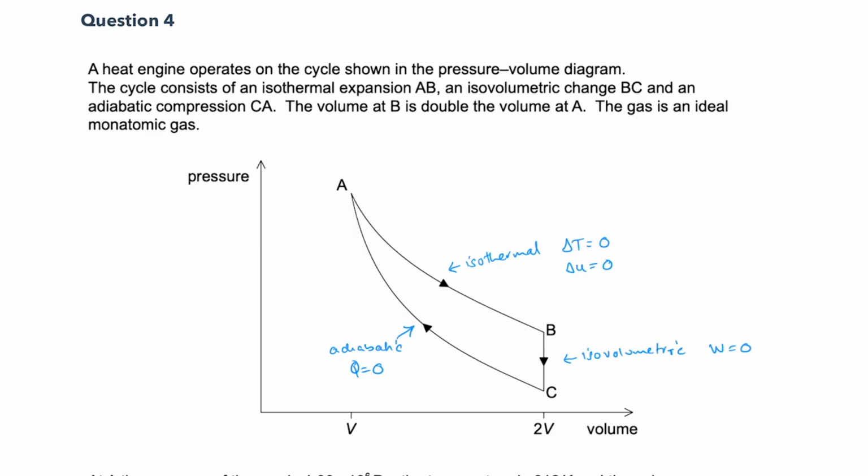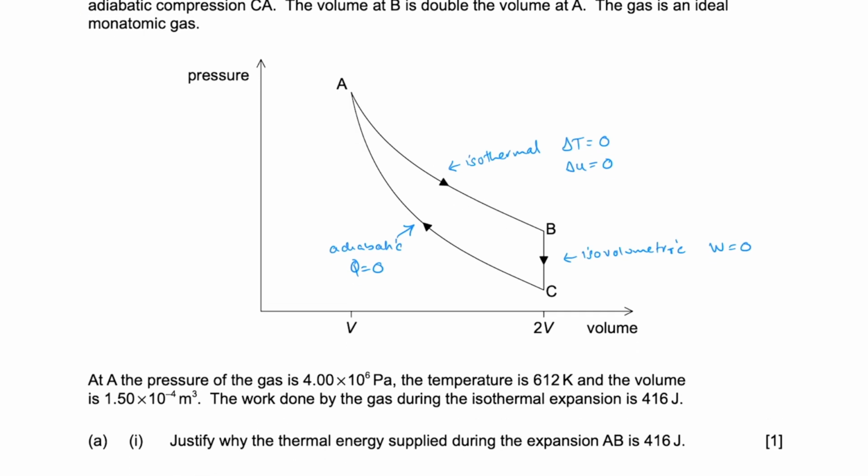The volume at B is double the volume at A. The gas is an ideal monatomic gas. Again, they have to say ideal and monatomic when they're talking about adiabatic expansion. I suspect we might be using this expression again in a moment, but we'll find out. At A, the pressure of the gas is 4 times 10 to the 6, the temperature is 612, and the volume is given. The work done by the gas during the isothermal expansion is 416 joules. So the work done here is 416 joules.